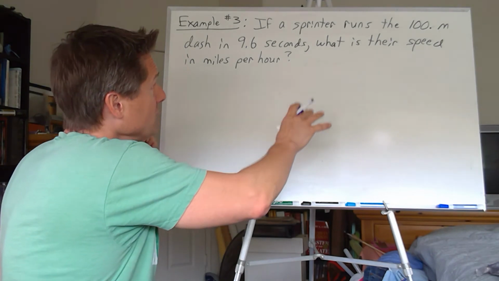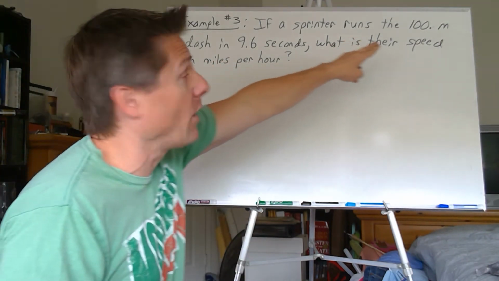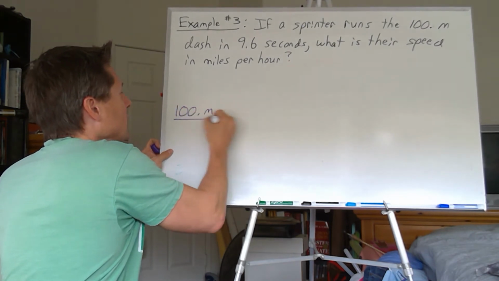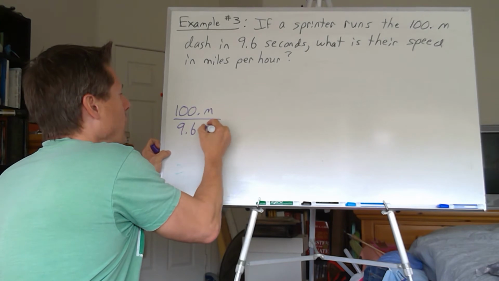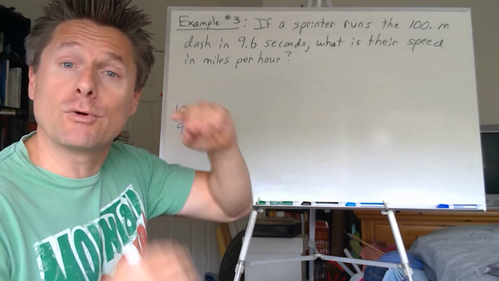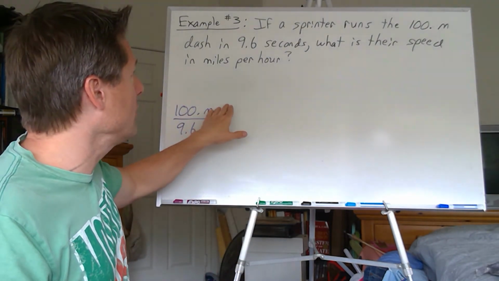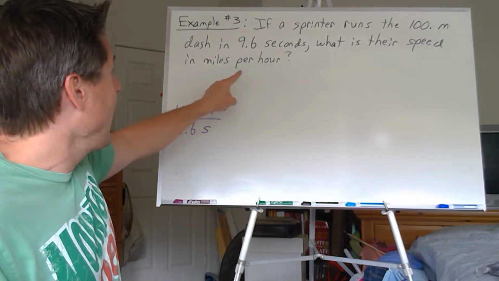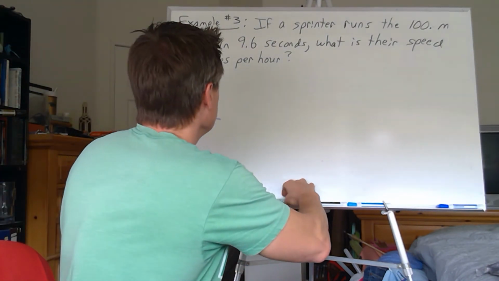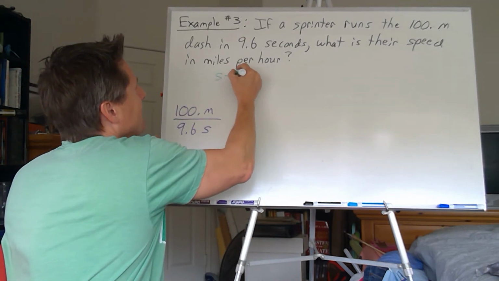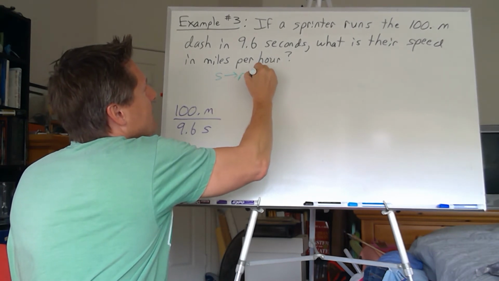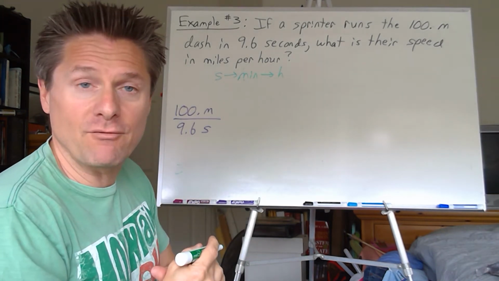Let's set it up. So we have distance over time. Our distance is 100 meters, so let's take our 100 meters over our time, 9.6 seconds. That's our starting point. Notice we have the numerator units and denominator units, so we're going to do them both. Rather than going meters to miles separately and then seconds to hours separately, we'll just do them at the same time, right? So we're going to go from seconds to minutes to hours for our time units.